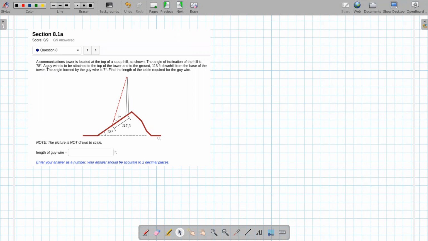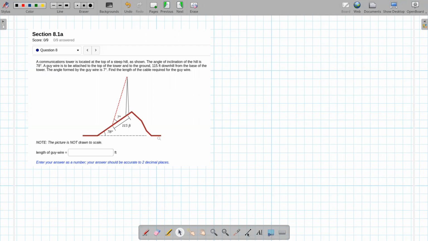The guy wire is to be attached at the top of the tower to the ground 150 feet downhill from the base of the tower. Okay. The angle formed by the wire is 7 degrees. Find the length of the cable. All right, what can we do with this?